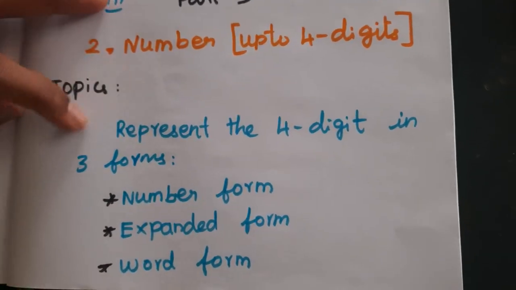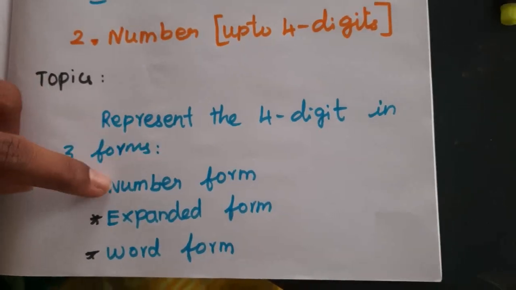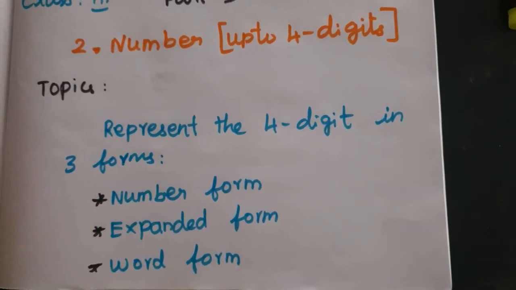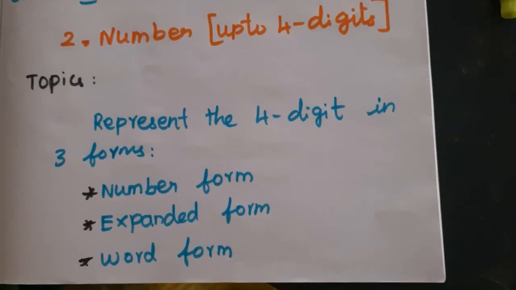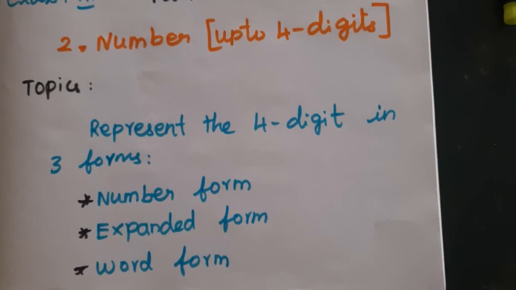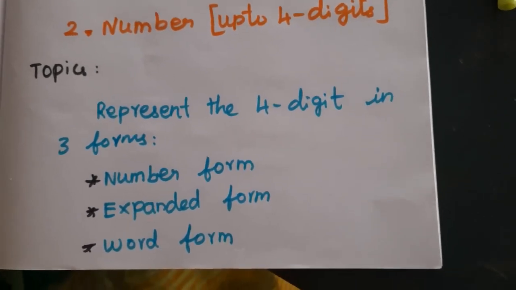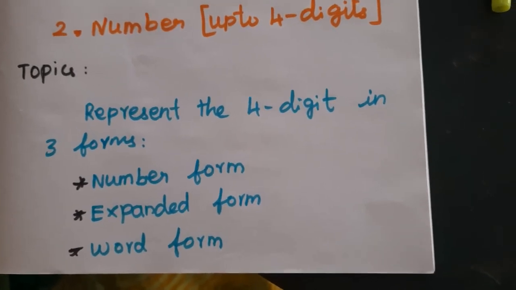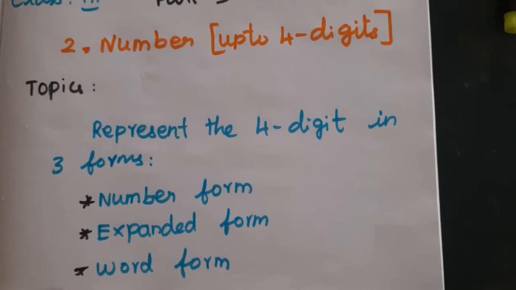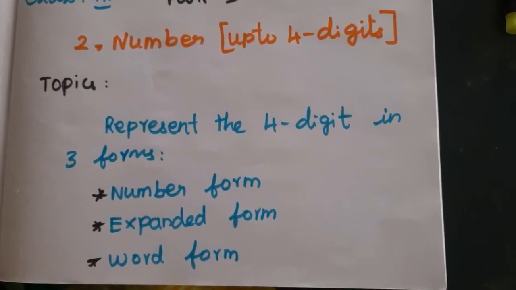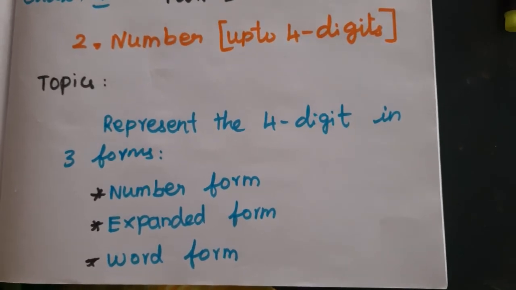Represent the 4 digit number in 3 forms. Okay, what are the forms? Number form, expanded form and word form. We have one more representation also, that is spike representation, spike abacus. So that number we can represent in the different forms: number form, expanded form, word form, and the last one is the spike abacus. Now we see that activity for representation of 4 digit number in different forms.